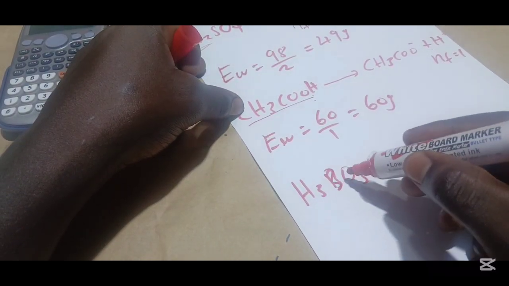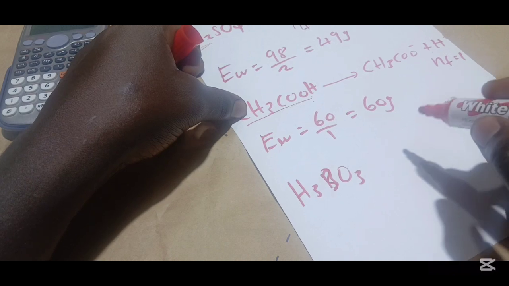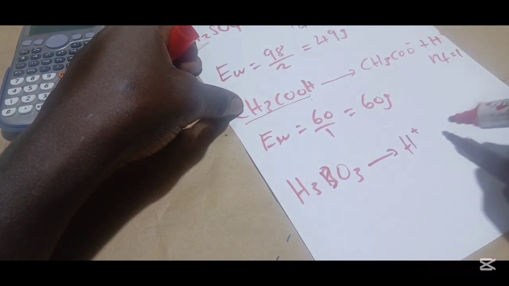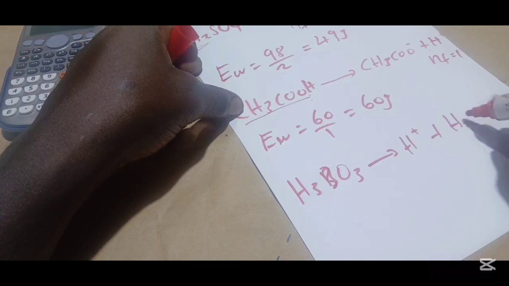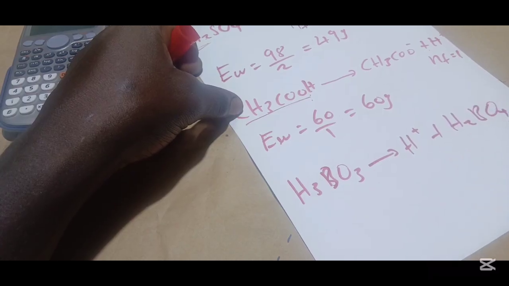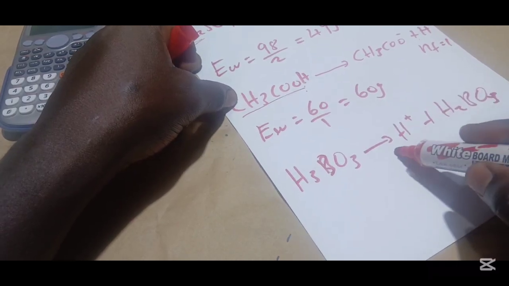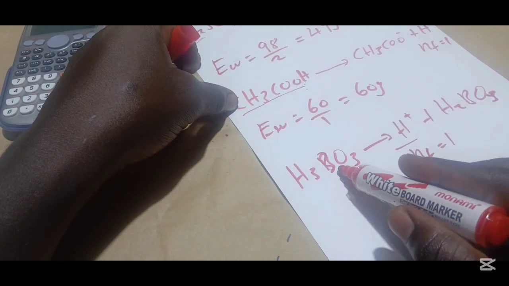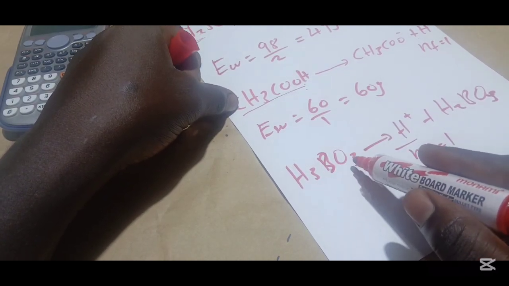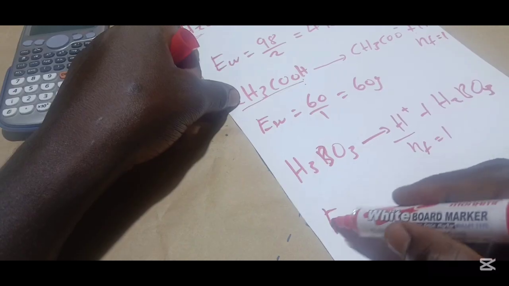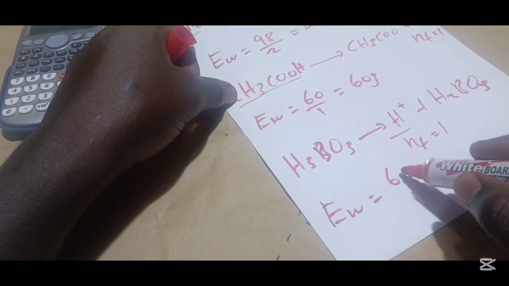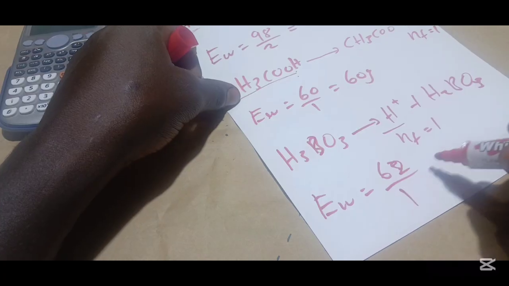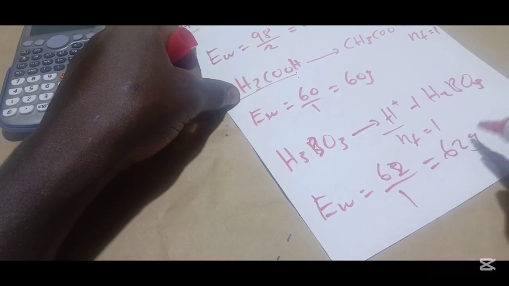What about H₃PO₄? This will ionize into H plus and H₂PO₄ minus. So we can see our N factor here to be 1. The molecular mass for H₃PO₄ is 62. So our equivalent weight equals the molecular mass, which is 62, all over the N factor, which is 1. So this is going to give us 62 grams.